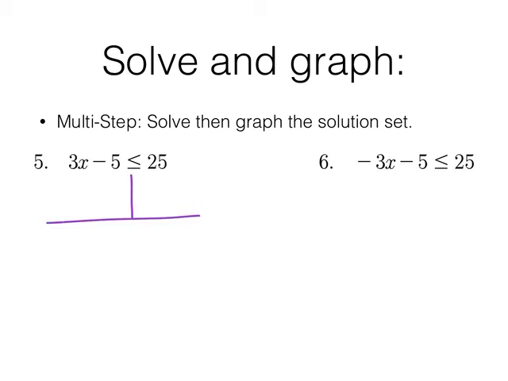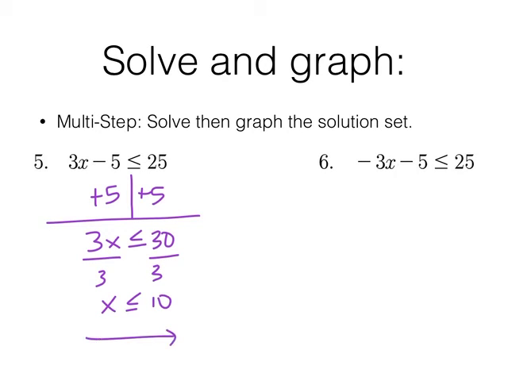And I'm going to write my work out now. All right, so two steps here. We're going to reverse the addition or subtraction first. So I'm going to get 3x is less than or equal to 30. I'm going to divide second. So I'm going to get x is less than or equal to 10. My graph is going to have 9, 10, and 11 on it. Closed circle, shaded to the left.